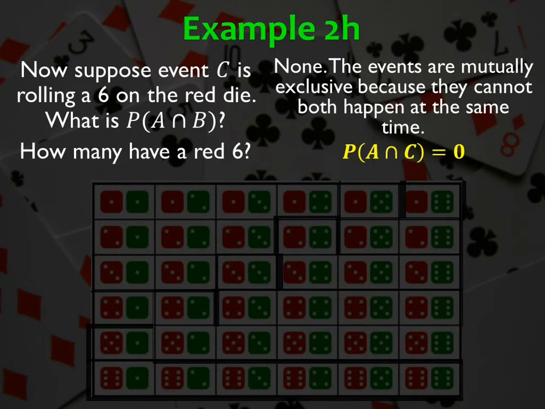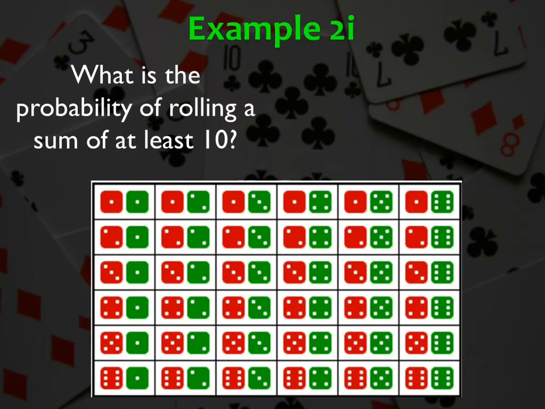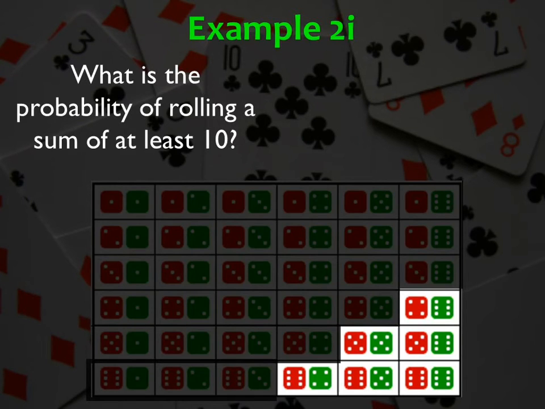All right, that's 0. 2I, what's the probability of rolling a sum of at least 10? So you want to count the ways where you can get a sum of at least 10. So you can get 10, 11, or 12. Those are the 6 ways to do it. So the probability is 6 out of 36, or 1/6.